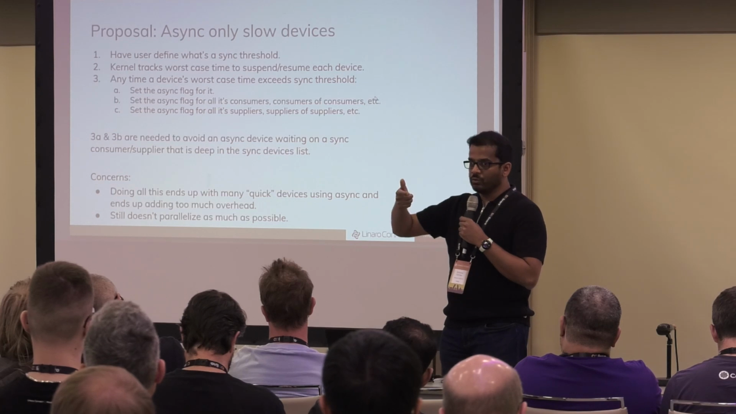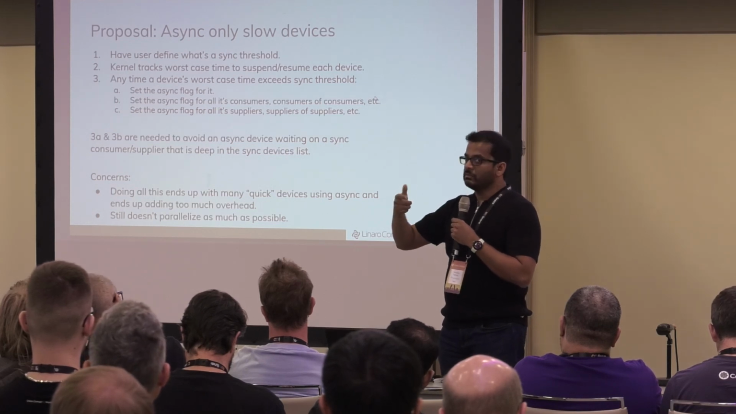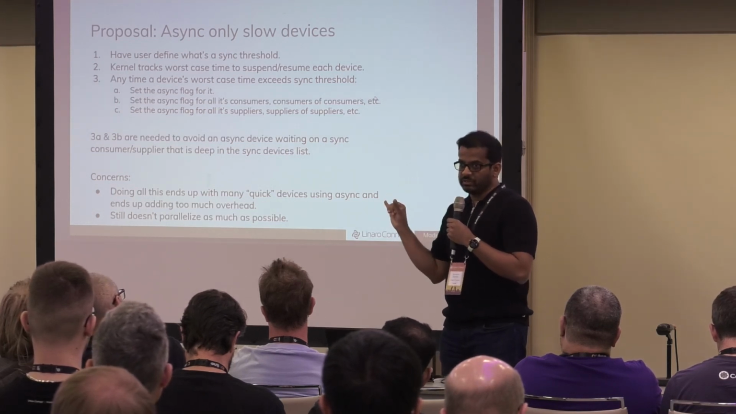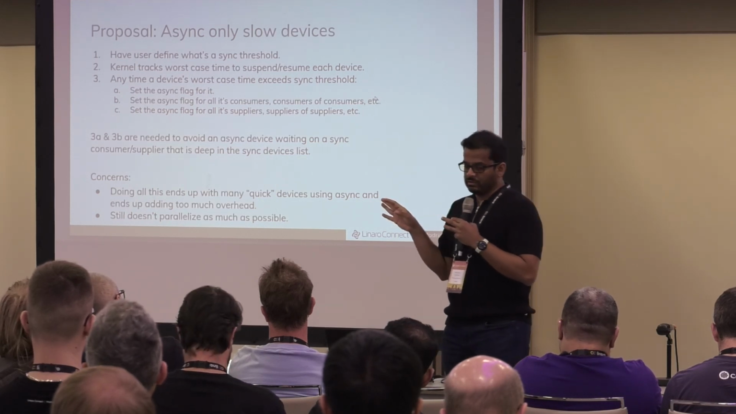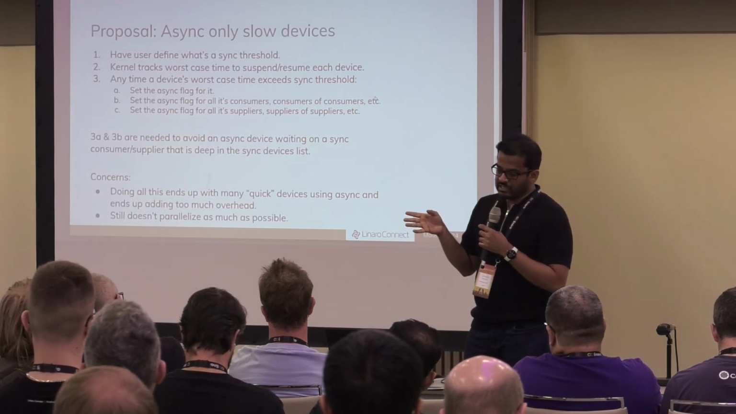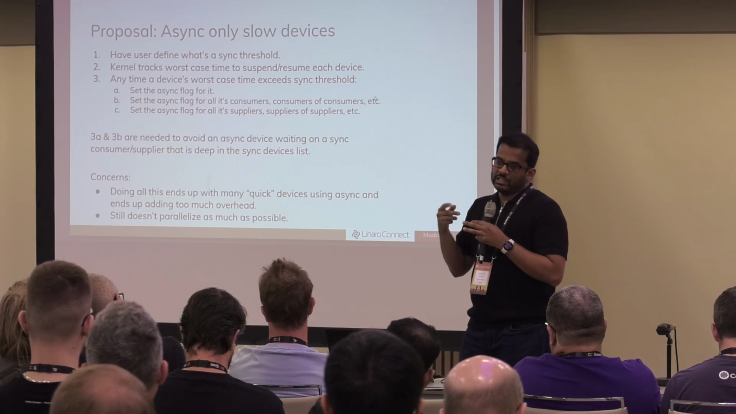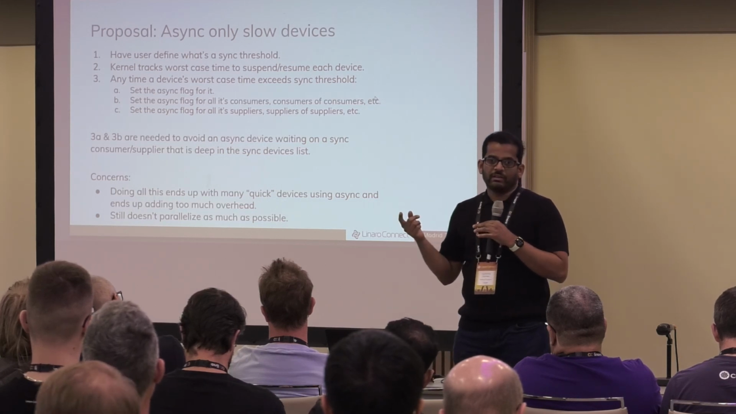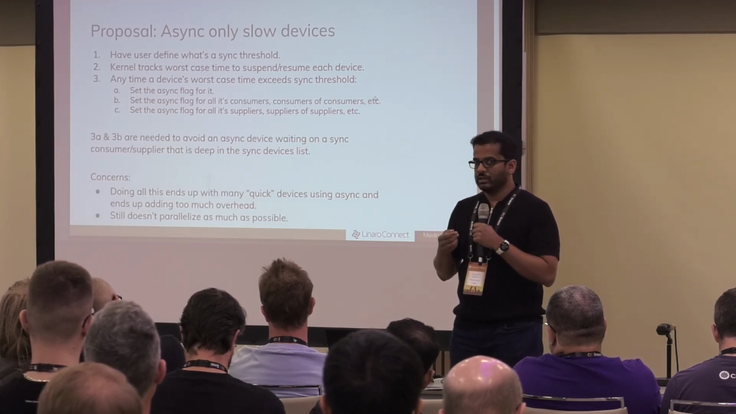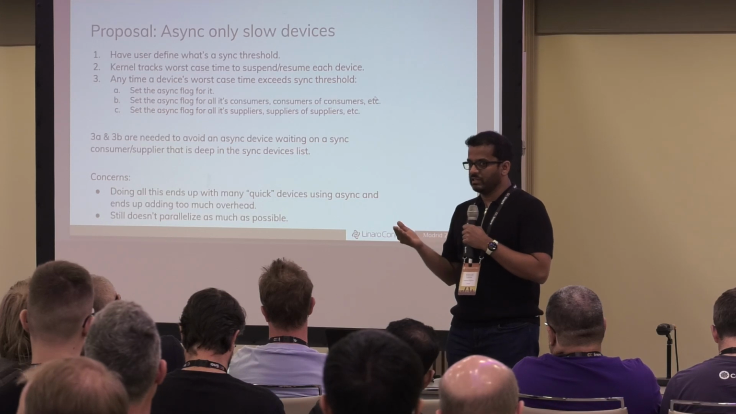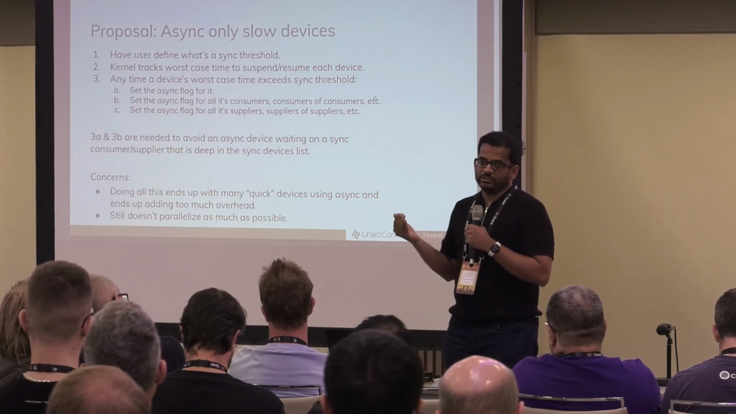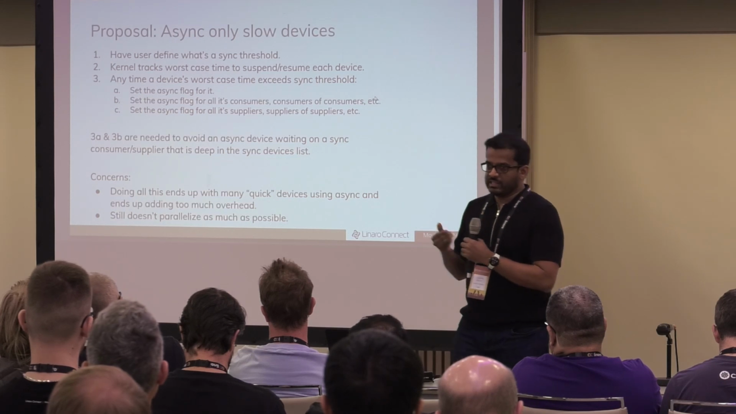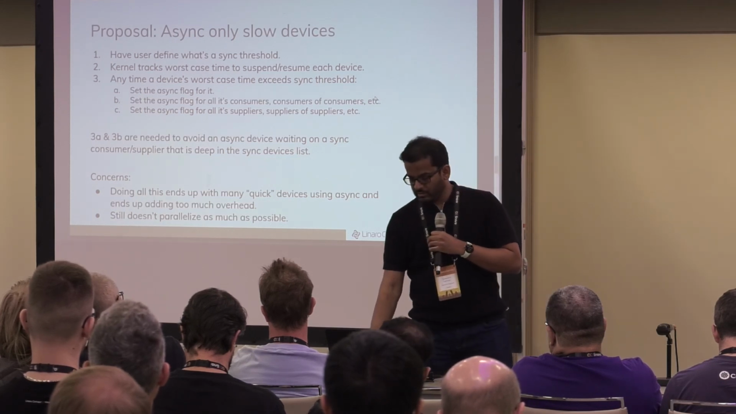You might have an additional overhead in running them asynchronously, but you make up for it by running the really slow thread asynchronously too. And then you leave the rest of them alone. So the consensus here is that when you do this, you still end up setting the asynchronous flag for some of these quick devices, and you have overhead there, so you're kind of wasting time. And the other thing is it doesn't parallelize as much as you can. It's just kind of getting you halfway there.